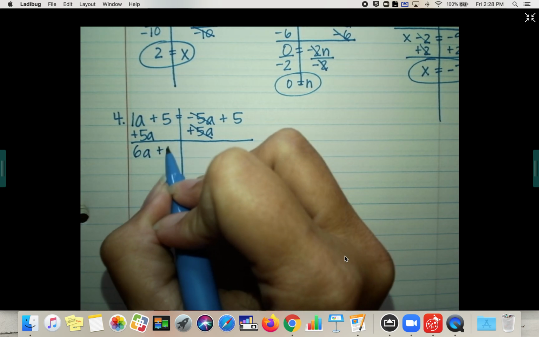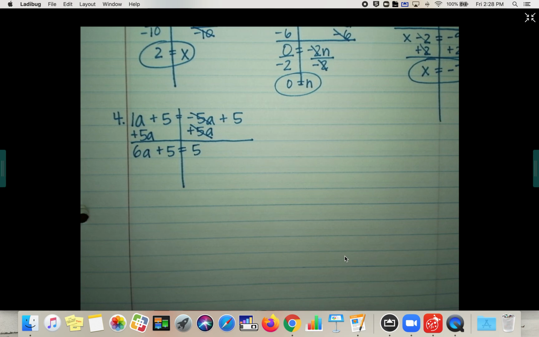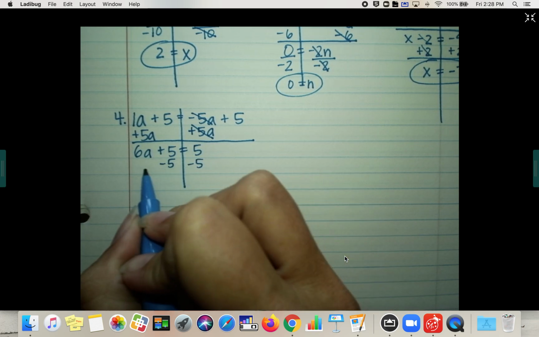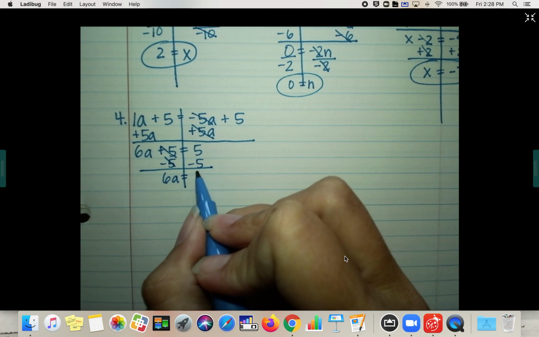Bring down your plus 5. Bring down your 5 that's left over here. And now we're left with a basic 2-step equation. Subtract 5 from both sides. Cancel, cancel. Bring down 6a. 5 minus 5 is 0.